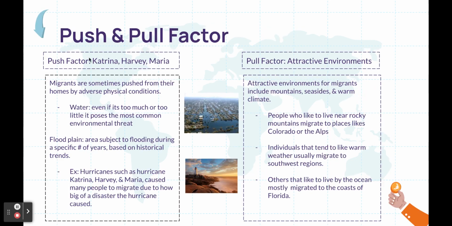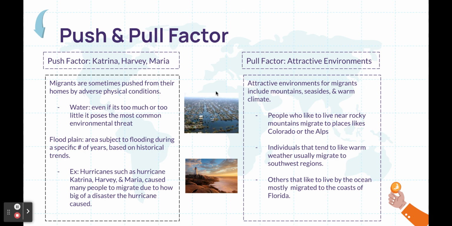Push and pull factors. Migrants are sometimes pushed from their homes by adverse physical conditions like water, even if it's too much or too little, it possesses the most common environmental threat. Floodplain: an area subject to flooding during a specific number of years based on historical trends. Examples of push factors can be hurricanes, such as Hurricane Katrina, Harvey, and Maria, which caused many people to migrate due to how big of a disaster the hurricane caused.